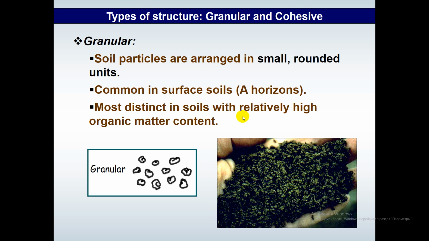Lesson 11, Part 2. Type of structure: granular and cohesive. Granular: soil particles are arranged in small, rounded units, common in surface soils on A horizons. Most distinct in soils with relatively high organic matter content. This is an example of granular content.